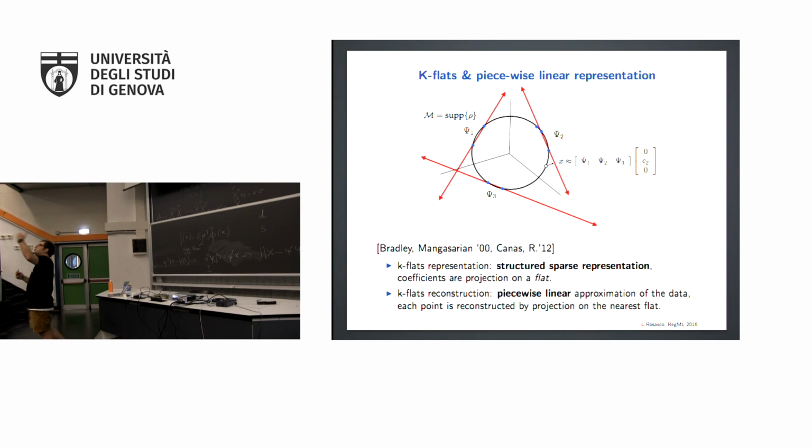So from a reconstruction perspective, from a representation perspective, we're assuming that we're doing a structured sparse representation with structure defined by geometry. From a reconstruction perspective, as promised, we go from piecewise constant to piecewise linear. What is the difference with respect to sparse coding? Also, sparse coding was a collection of linear pieces, right? What is the difference here?